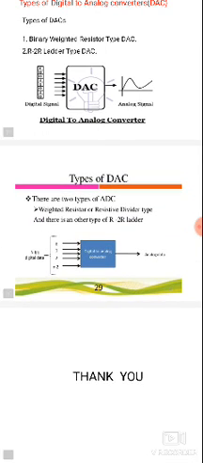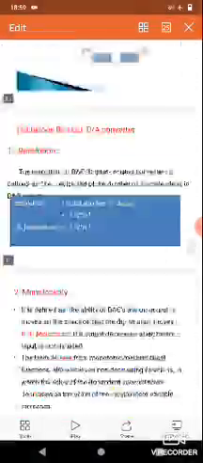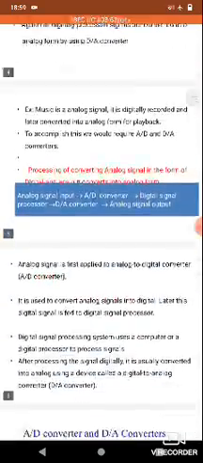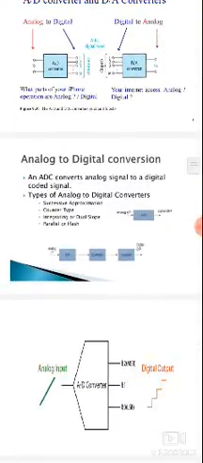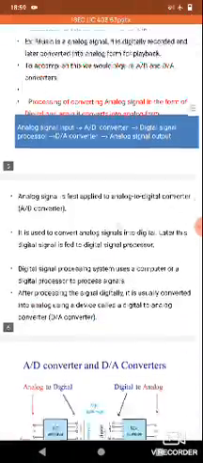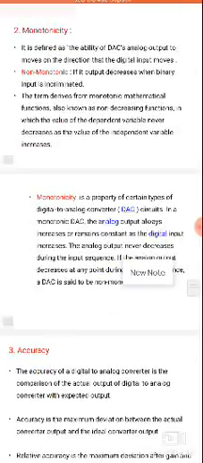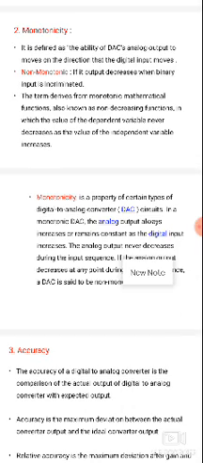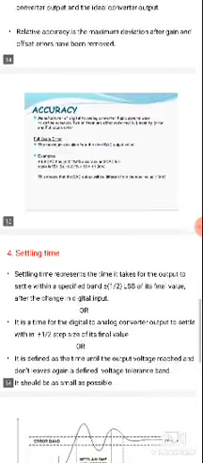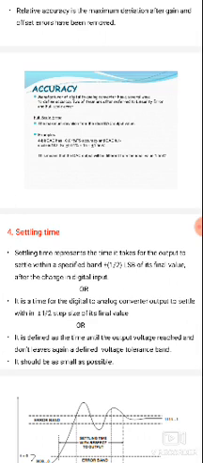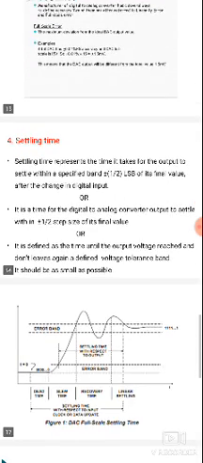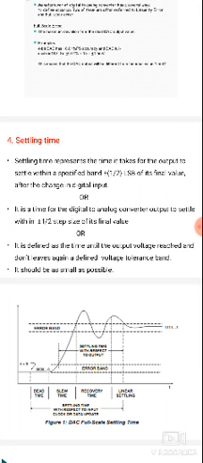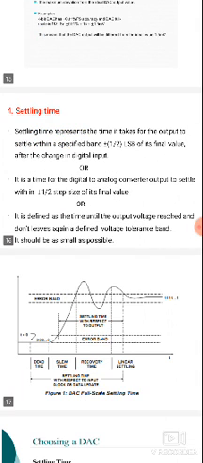So this is it for today's class. Today we completed the definitions of analog to digital conversion and digital to analog conversion. Next, definitions like resolution, monotonicity, settling time, and accuracy. Next, the types: the types of digital to analog converter are binary weighted and R-2R, whereas the types of analog to digital converter are successive approximation, flash type, integrating type and counter type.